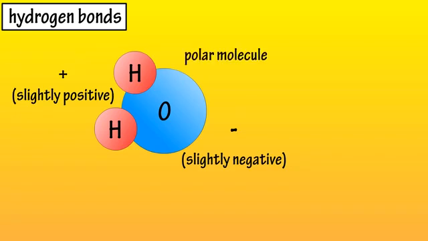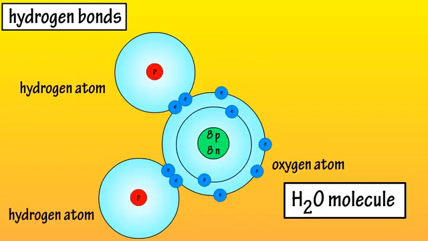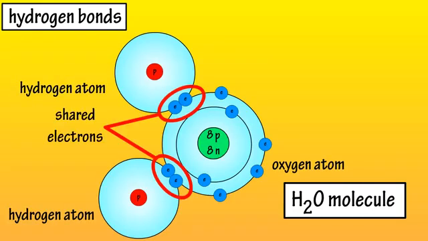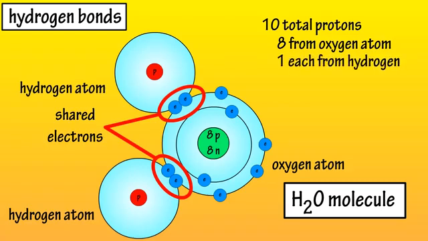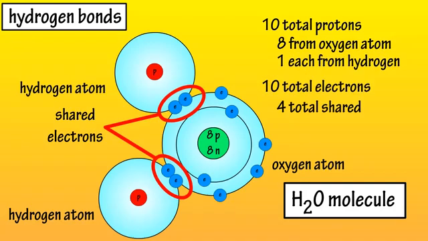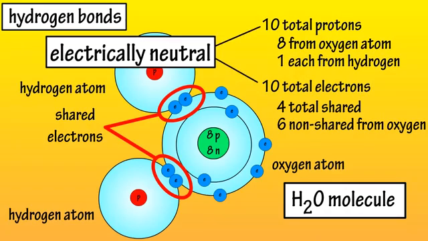These molecules are said to be polar. If we look at a water molecule, we can see the oxygen atom shares electrons with two different hydrogen atoms. So, in total, this molecule has 10 protons, 8 from oxygen and 1 each from the hydrogen atoms, and a total of 10 electrons, 2 shared between the oxygen atom and hydrogen atom number 1, and 2 shared between the oxygen atom and hydrogen atom number 2, and the other 6 non-shared electrons from the oxygen atom. So, this water molecule is electrically neutral.